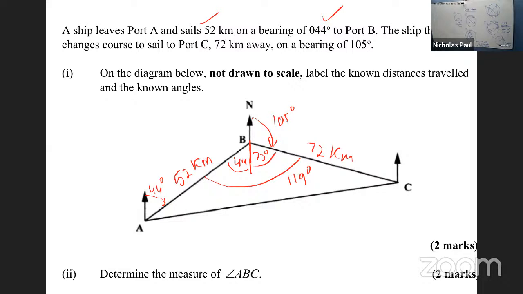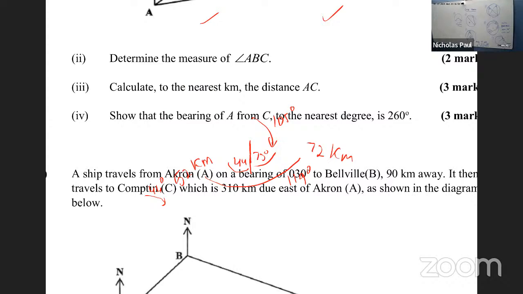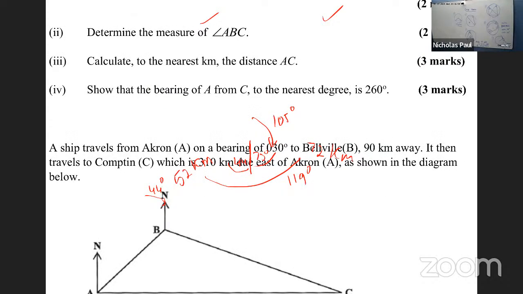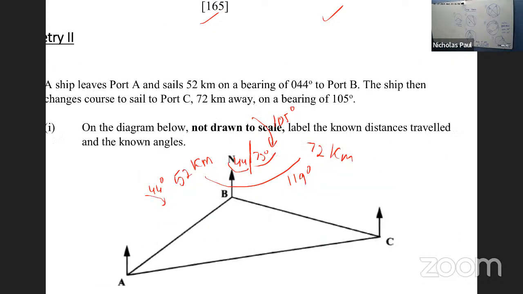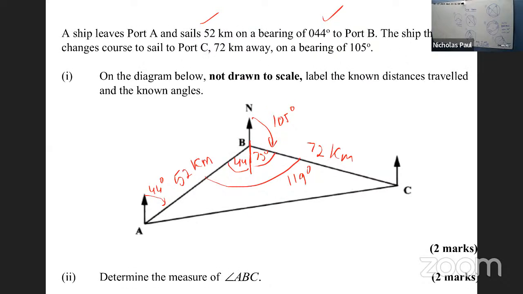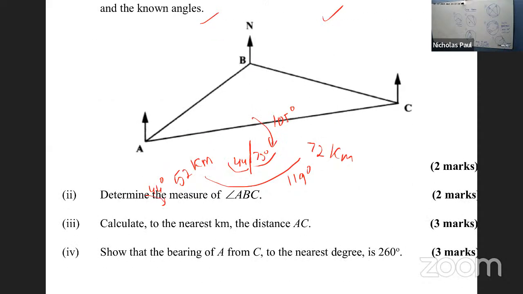Shall we read it again? Find AC and then the bearing of A from C. Message me what you get for AC and the bearing of A from C. Is it A from C or C? Yeah, A from C.